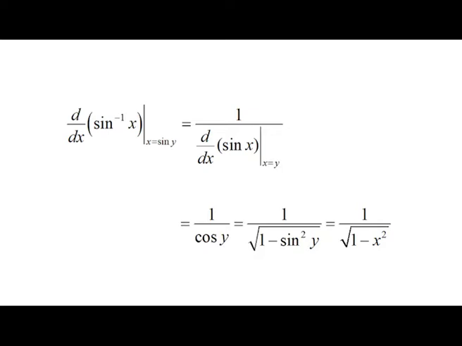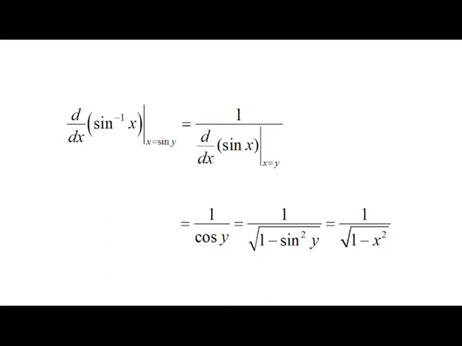Hence, when minus 1 less than x less than 1, the derivative of the inverse sine function is given by d by dx of sin inverse of x at x equal to sin y equals 1 by d by dx of sin x at x equal to y, equals 1 by cos y, that equals 1 by square root of 1 minus sin square y, that equals 1 by square root of 1 minus x square.